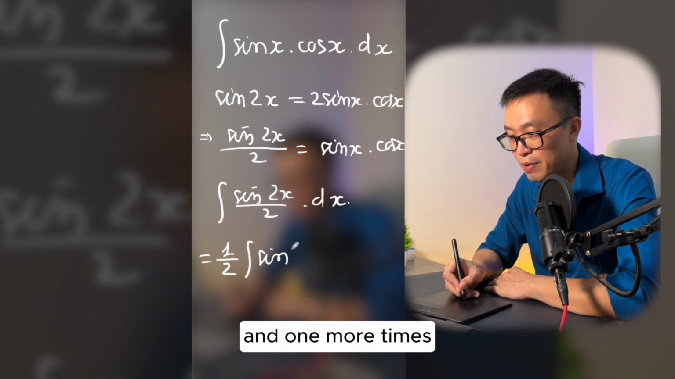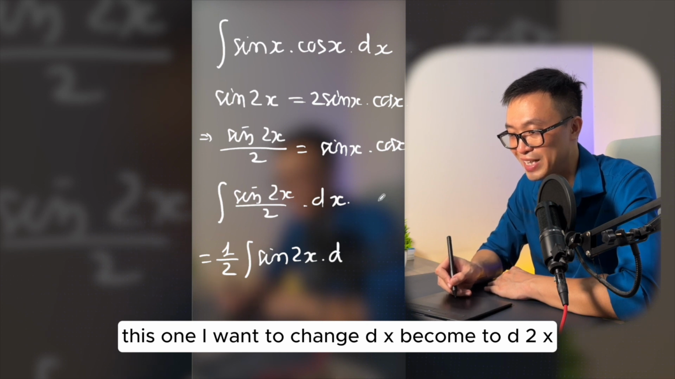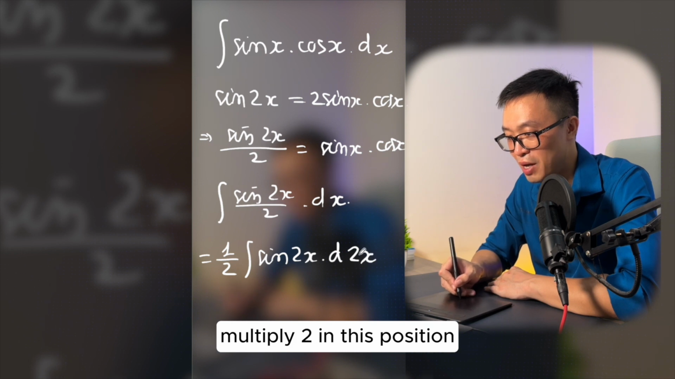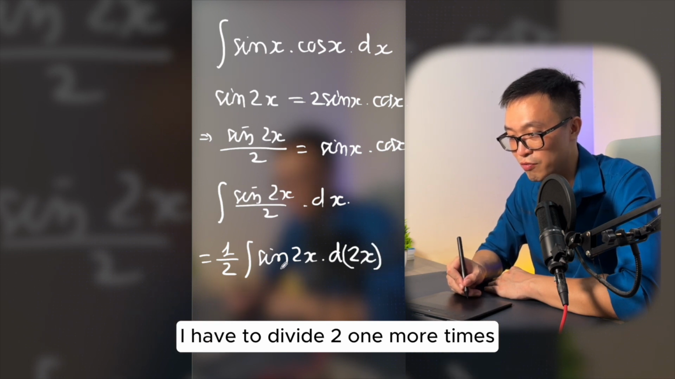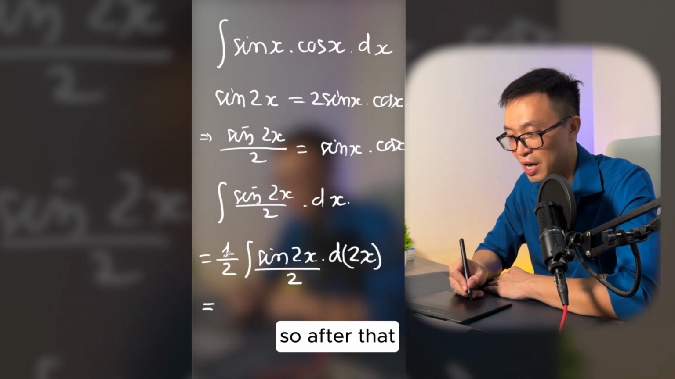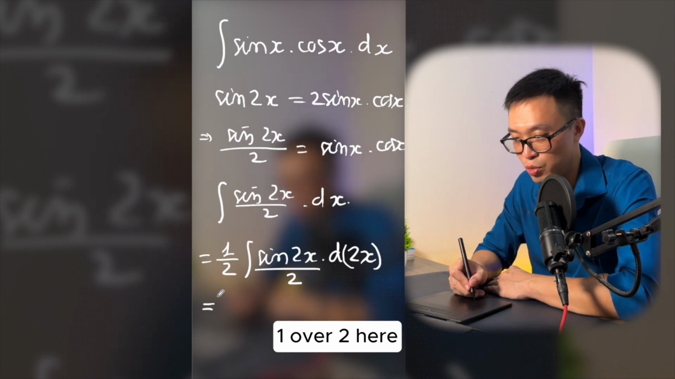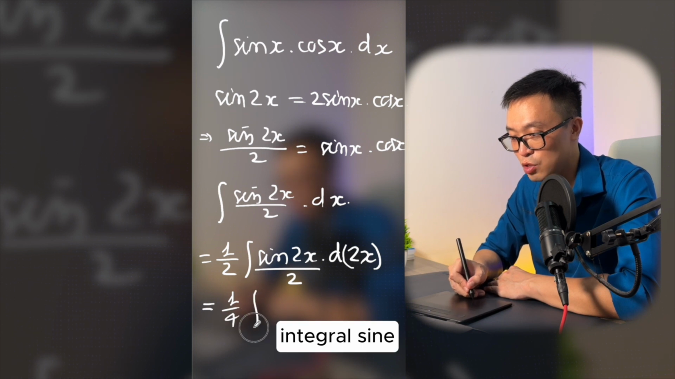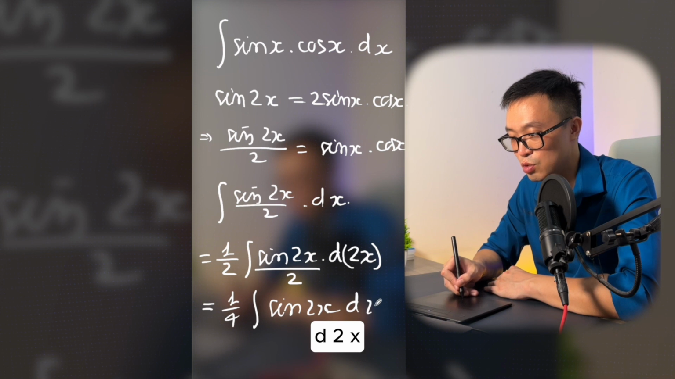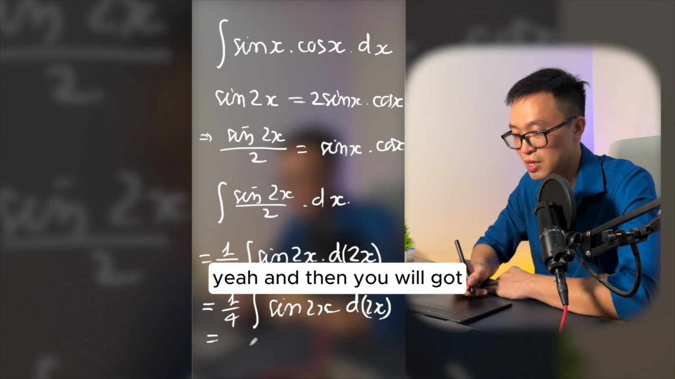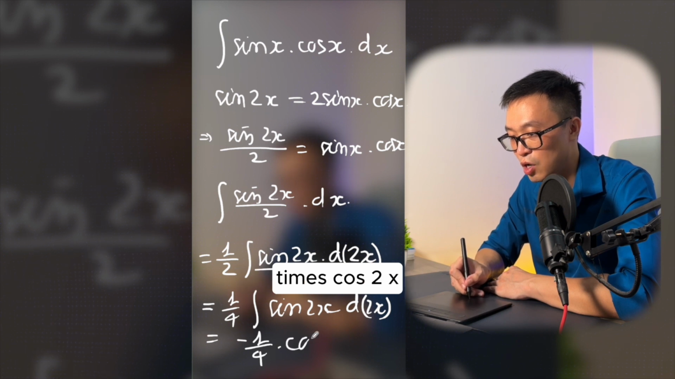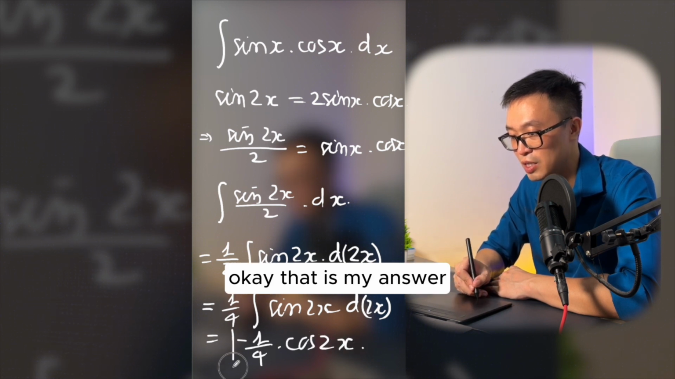And one more time, I want to change dx to become d2x. So I will multiply by 2. Multiplying by 2 in this position, I have to divide by 2 one more time. So after that, 1 over 2 here and 1 over 2 here, you get 1 over 4 times the integral of sine 2x times d2x. And then you will get negative 1 over 4 times cos 2x. Okay, this is my answer.